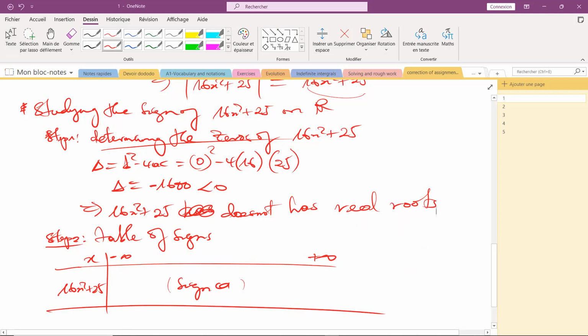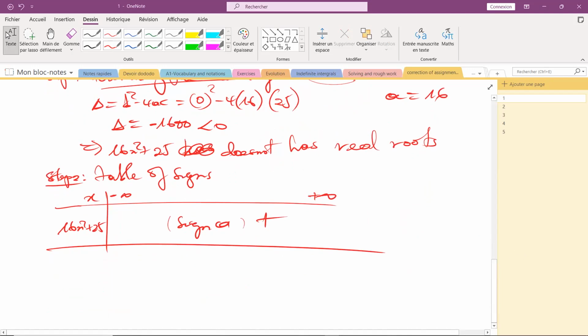Our A from this quadratic expression, our A is equal to what? 16. What's the sign of A? Plus. So we clearly see from the table of sign that for all x belonging to the set of real numbers, 16x squared plus 25 is always greater than or equal to 0.